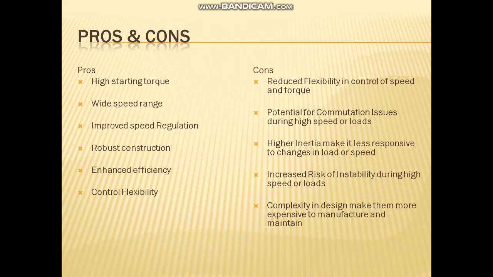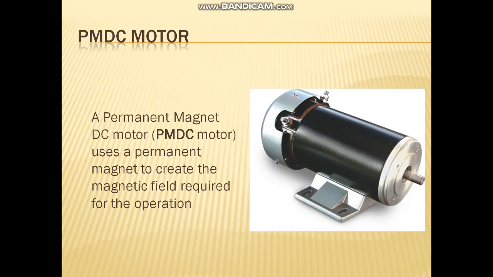And it comes with cons like reduced flexibility in control of speed and torque, potential for commutation issues during high speeds or loads, higher inertia that makes it less responsive to changes in load or speed, increased risk of instability during high speed or loads, and complexity in design that makes them more expensive to manufacture and maintain.